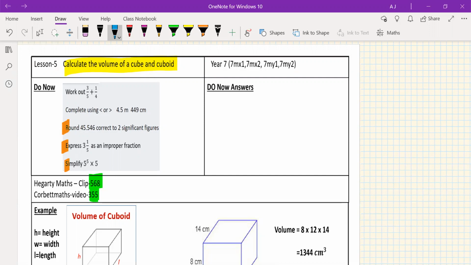Round 45.546 correct to the second significant figure. So I'm going to do this question here, question number 3. Let me write the question back again. 45.546 correct to 2 significant figures.